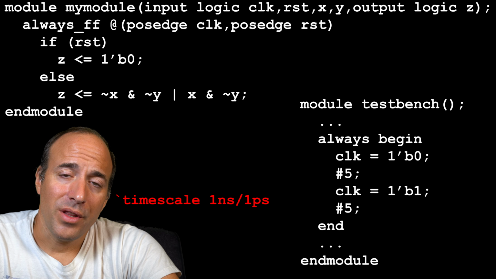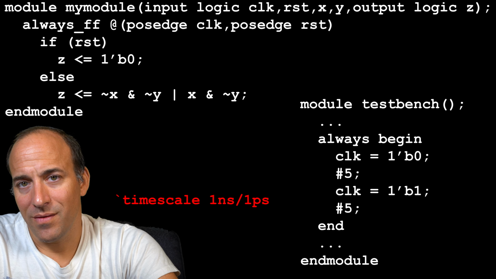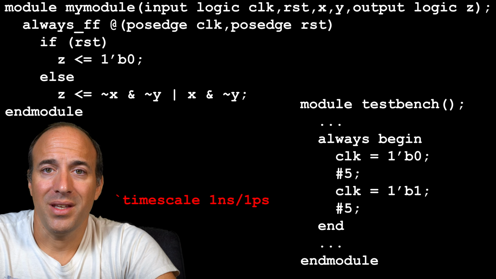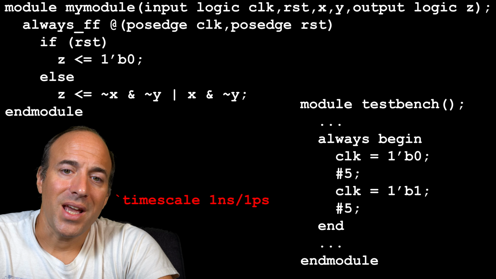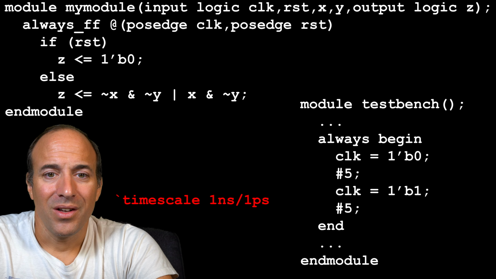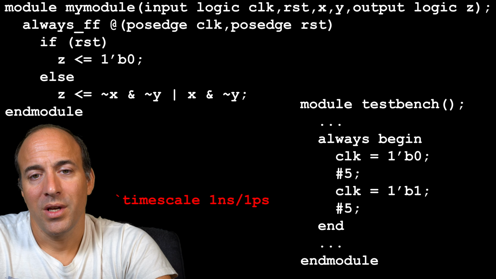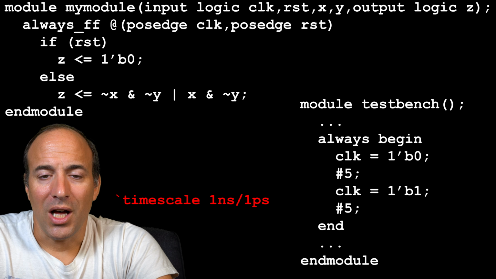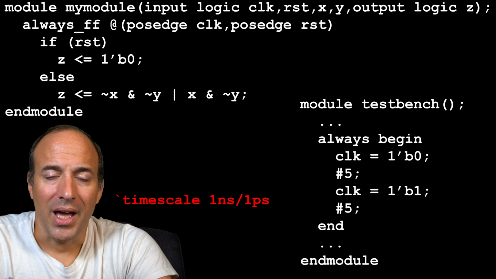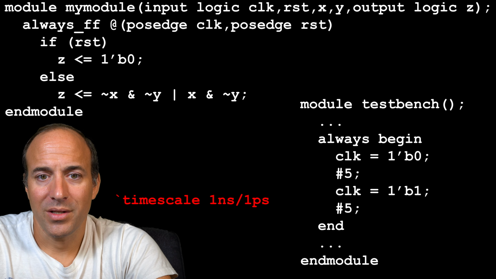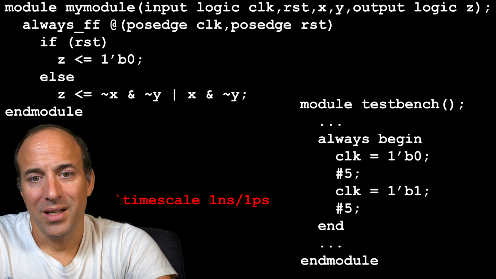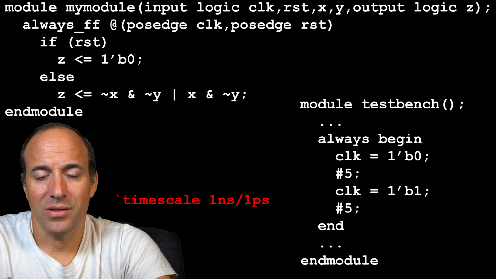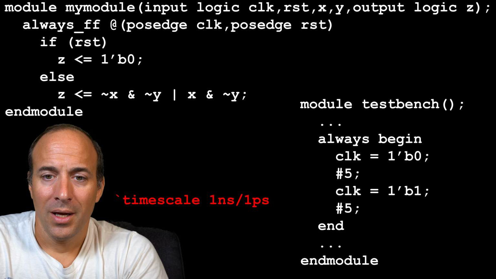But the always statement without a sensitivity list combined with the delay statement provides a convenient way to generate a clock signal. So you can say, for instance, always begin, set the clock to 0, delay for 5 simulator time units, set the clock to 1, and then delay for 5 simulator time units, and repeat.